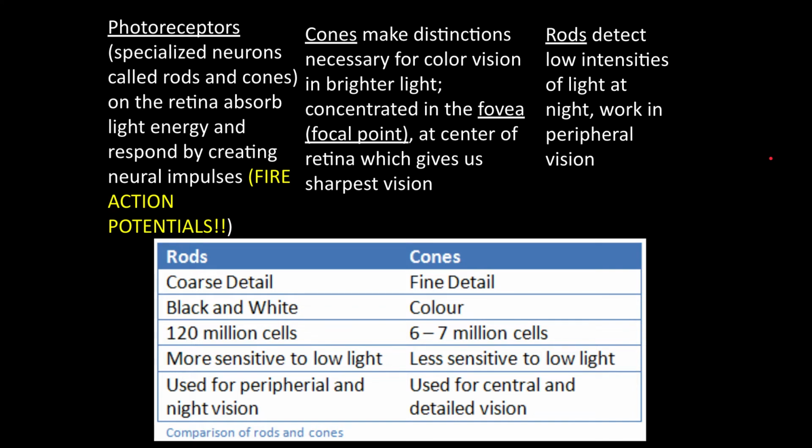So cones allow us to see color. They are concentrated in the fovea, which is our focal point. So I am focusing right now on this screen. It is very crisp, it's very clear, because my cones or my fovea is focused on it. Everything in my peripheral vision is a little bit foggy, and we're going to learn it even lacks color vision because rods are in our peripheral vision.